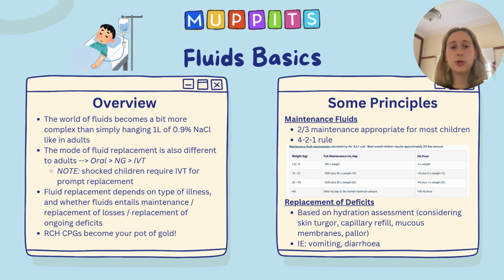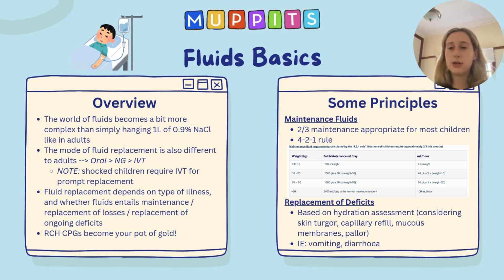This is following the 4-2-1 rule, which means that we give 4 mLs of fluid per kilogram of body weight per hour for the first 10 kilograms of the child, 2 mLs per kilo per hour for the second 10 kilograms, and 1 mL per kilo per hour after that, with a maximum of 100 mLs per hour of maintenance.